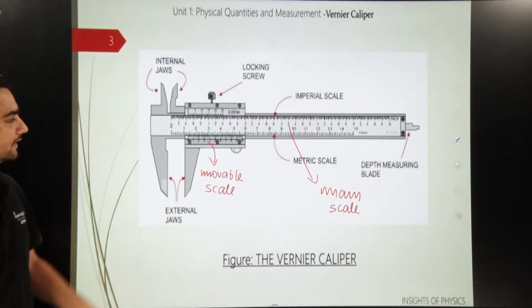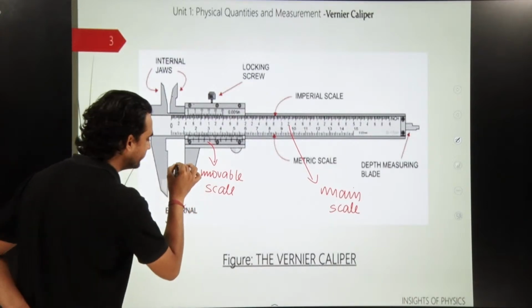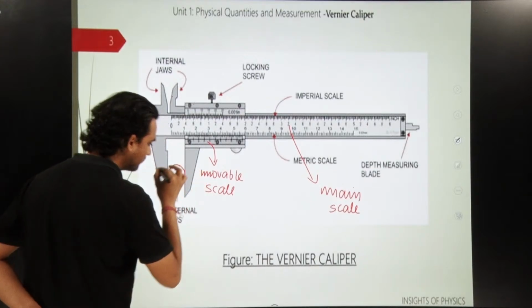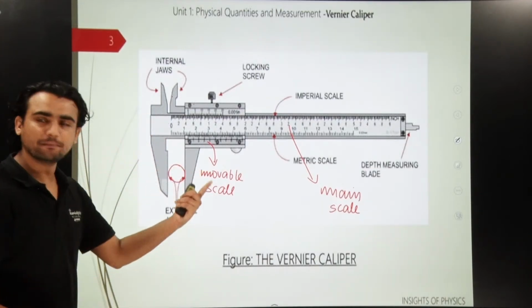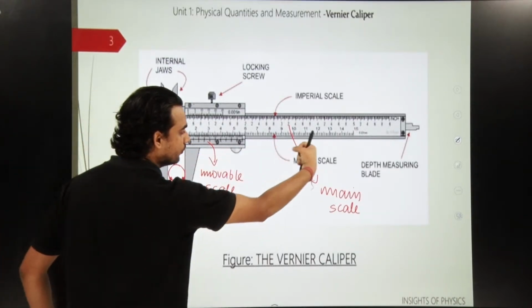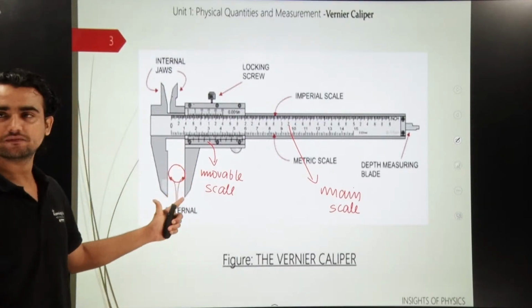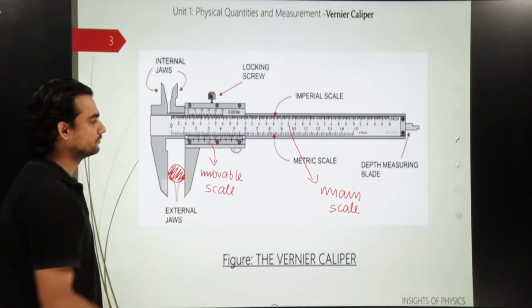So now what is this basically? This is where I keep the object. So let's say if I want to measure the radius of a ball, I will keep my ball like this, right? Now I'll fix my ball here. I can move this using this slider, this can move forward, this can move backward. So I will fix my object here, whatever object I want to measure.